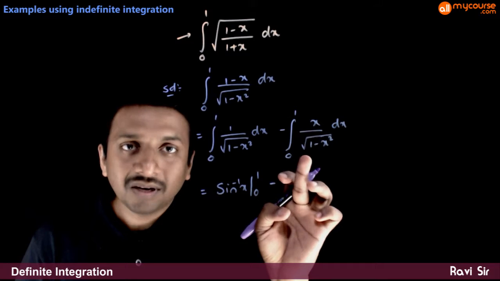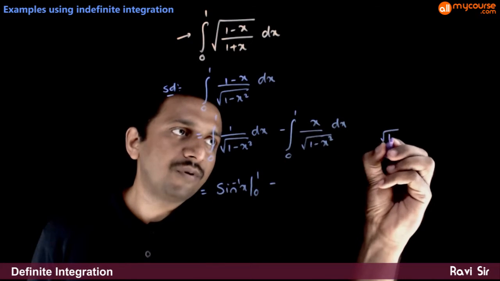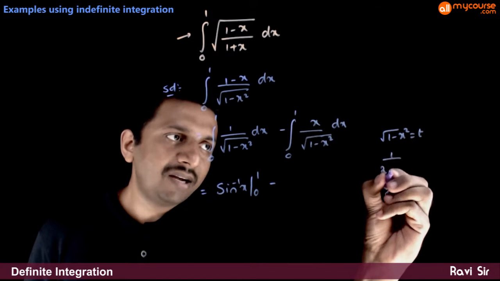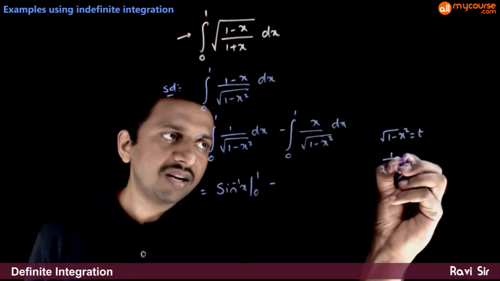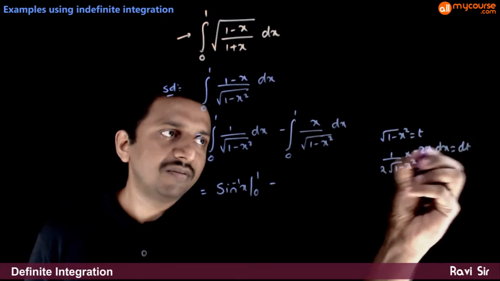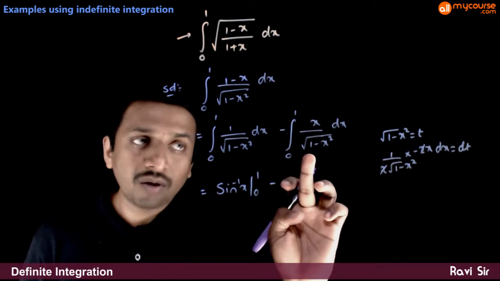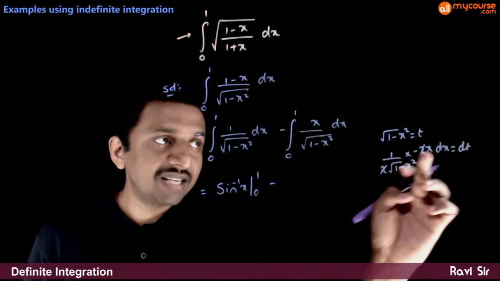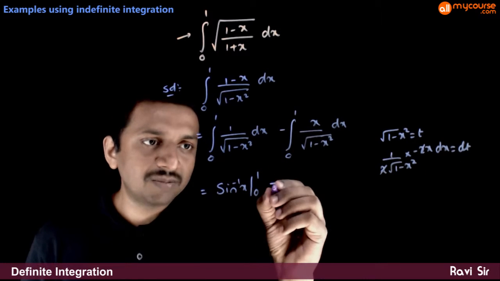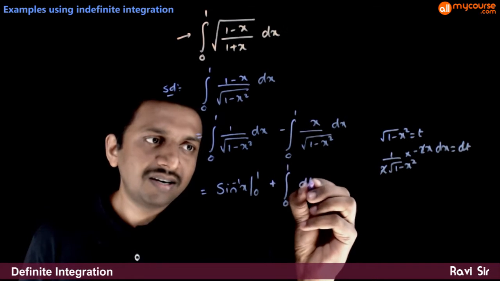So I'll assume root of 1 minus x square is equal to t. So if root of 1 minus x square is equal to t, 1 by 2 root 1 minus x square into minus 2x dx is equal to dt. So 2 and 2 gets cancelled. So x dx by root of 1 minus x square is nothing but minus dt. So minus into minus becomes plus, integration from 0 to 1 dt.